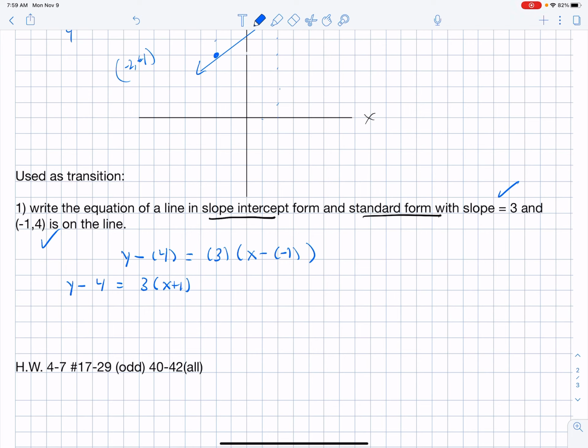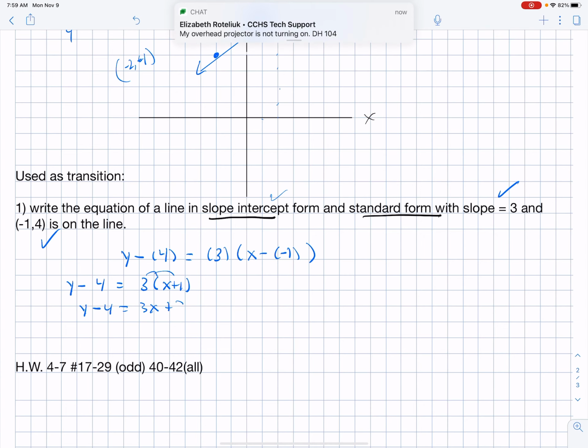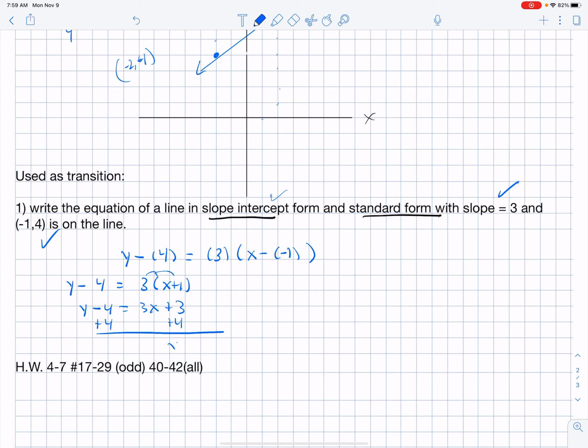If we want to put it in slope intercept, remember that's y equals mx plus b. So we would just go ahead and say y minus 4. Let's go ahead and distribute this. Equals 3x plus 3. And we would move this 4 over. And we would get y equals 3x plus 7. And there it is in y equals mx plus b. So we can transition it to y equals mx plus b.